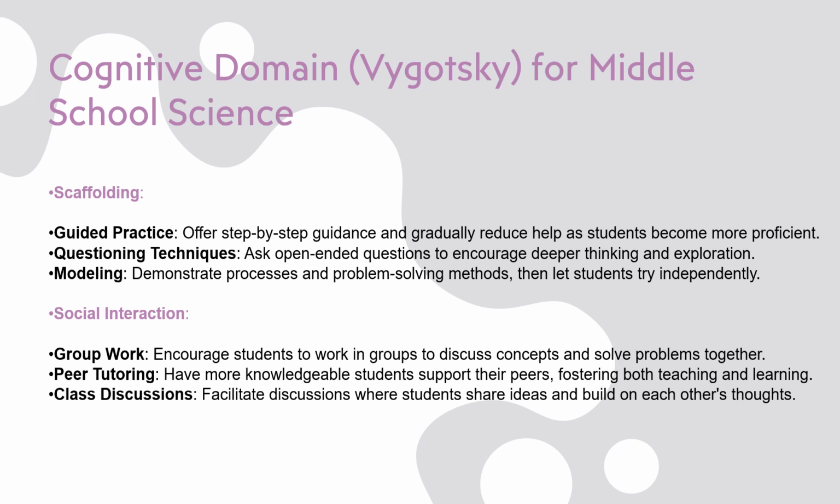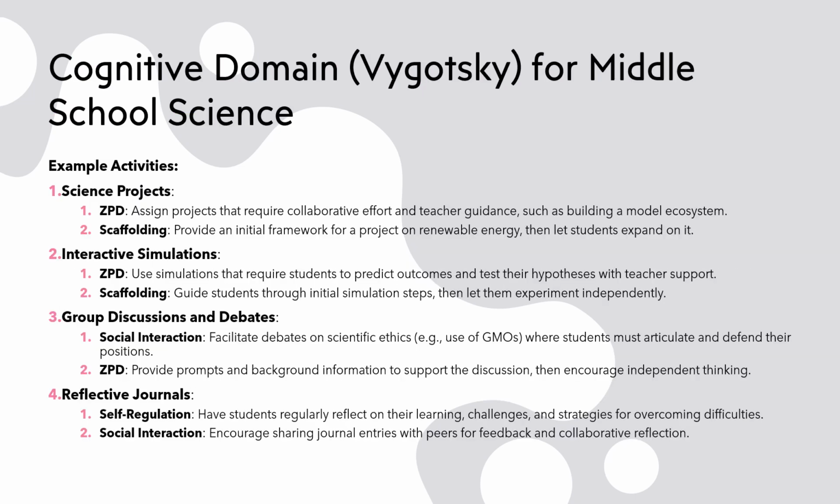Then we'll have social interaction, which looks like group work, which encourages students to work together to discuss concepts and problem solving. Then we have peer tutoring. So you have more knowledgeable students support their peers, fostering teaching and learning. Then we have class discussion. So we'll facilitate discussions where students share ideas and build on each other's thoughts. Some example activities will look like science projects.